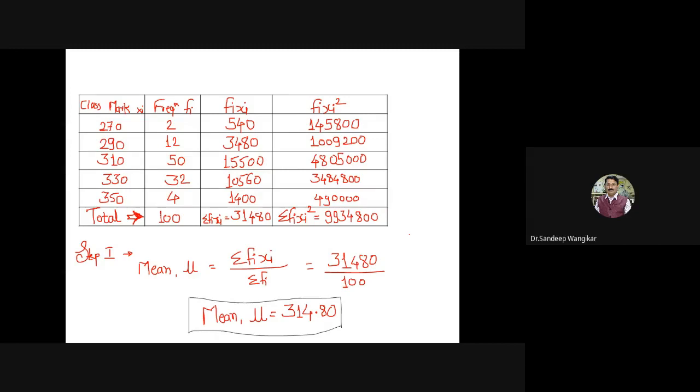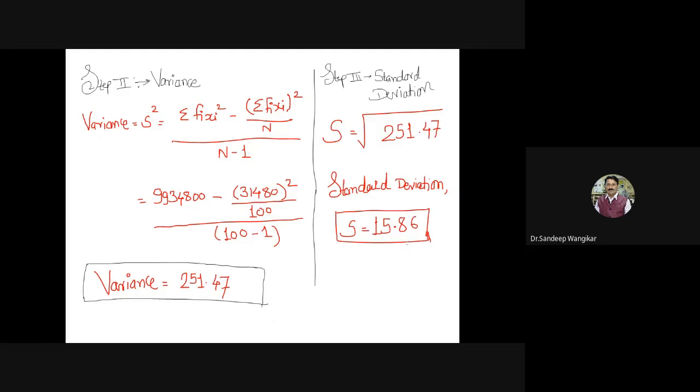And then I have gone for the first step, mu. So mu is nothing but summation Fixi divided by summation Fi. We arrived at the answer, mean mu is equal to 314.80. Then the variance S square, the formula is summation Fixi square minus summation Fixi bracket square divided by n minus 1. Purposefully we have already calculated the summation Fixi square and summation Fixi. So just substituting the values, we have arrived at variance equal to 251.47.